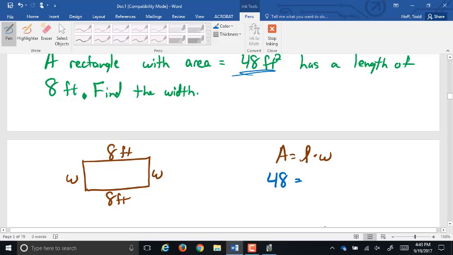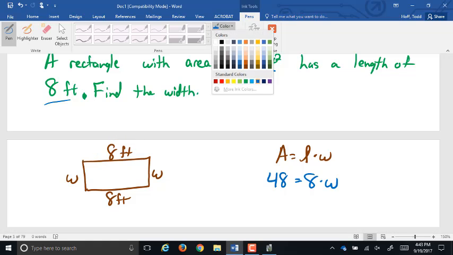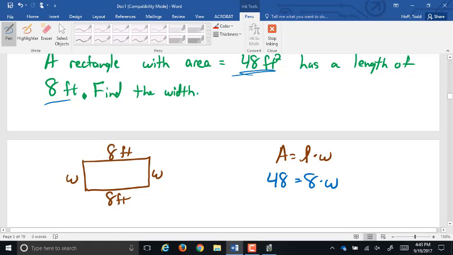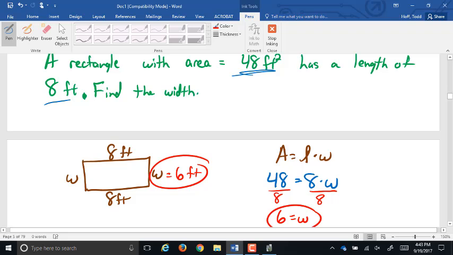Length times width. Do I know the length? Yeah, the length is 8. Well, the width better be what I'm looking for then. To find the width, I'm going to divide by 8. We get 6 equals the width. So that is 6 feet.